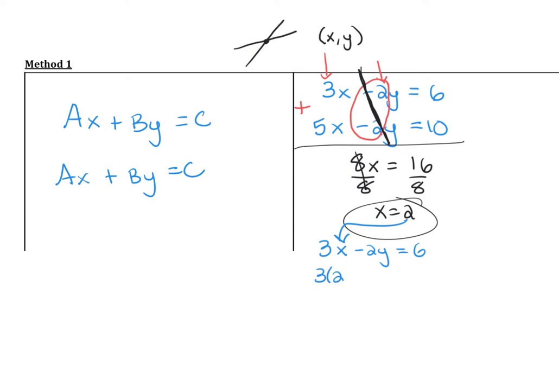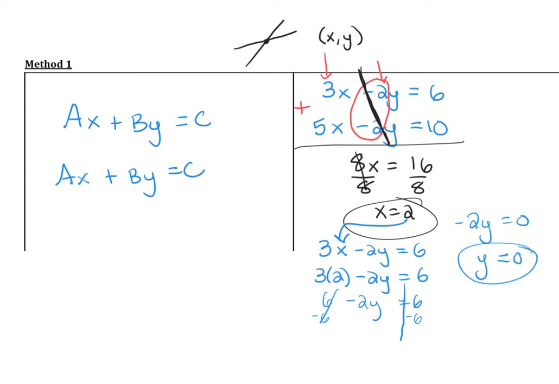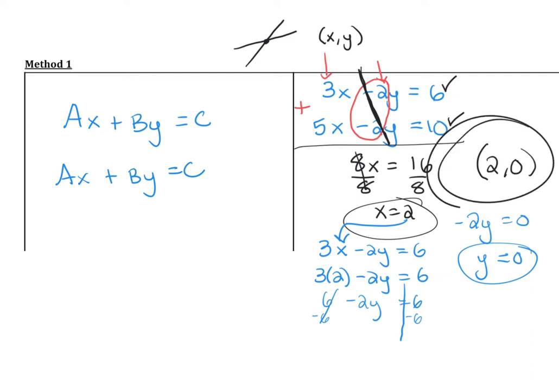So 3 times 2 plus 2y equals 6. So 6 plus 2y equals 6. If I subtract 6 on both sides, 2y equals 0, and then you divide, so y equals 0. So the solution to this system, if you were to graph this line and graph this line, they will intersect at the point 2, 0.